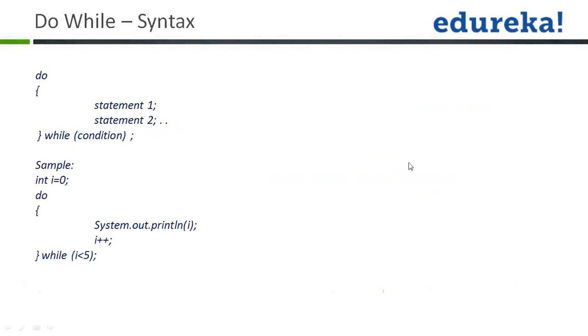Okay. Now if we see the syntax right here of a do while loop, how to write it? Write the keyword do, open the braces right here. In the braces, place your statements, that is statement 1 and 2. After that, you place the while keyword and within that you place the condition on which this loop will run. Sample is integer I equals 0. Do keyword, open up the braces, place the statement right here, that is System.out.println(I). You increment the value of I and finally close the braces. After that, write the while keyword and check the condition, that is I less than 5.